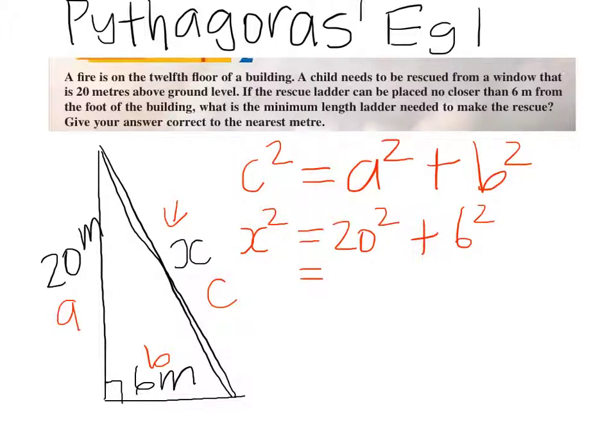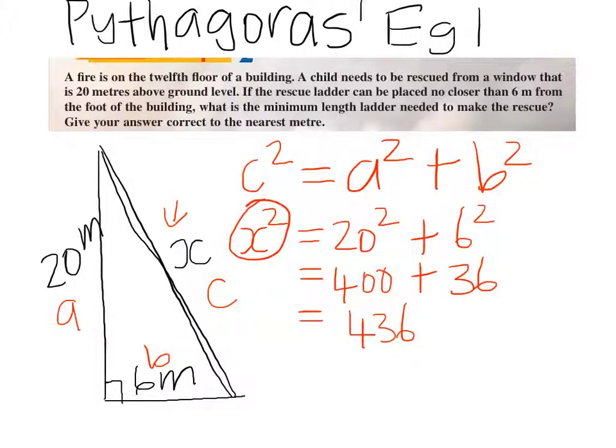My next step is that I want to simplify this. So we've got 20 squared is 400 and 6 squared is 36. Comes to 436. We do not have x, but we've got x squared. So in order to get x, we need to rearrange the equation. So the opposite of squared is square root. So we're going to find the square root of 436.